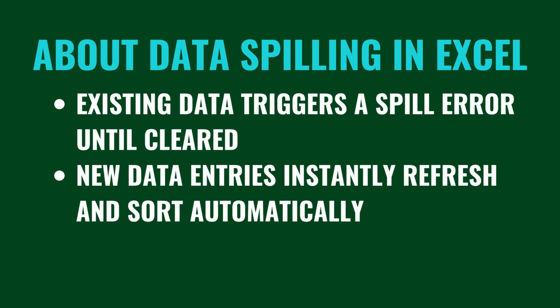The major advantage here is that if you later add a brand new comic book entry to row 202 of your primary list, your formula output will instantly refresh to include and resort that new item without any manual clicking.